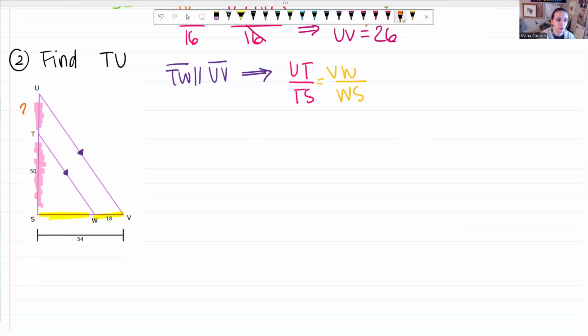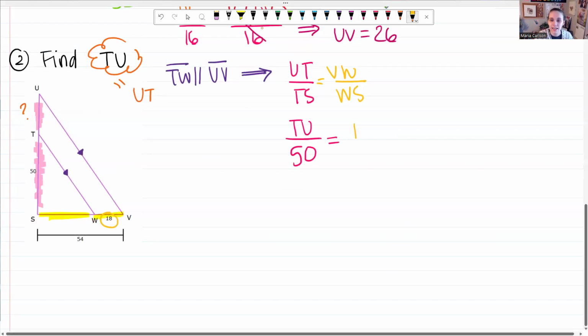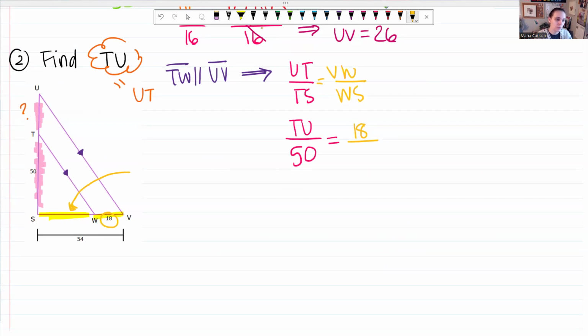UT is what we don't know, right? That's TU, essentially. Same thing. So I'm going to leave that as just TU or UT. TS, however, is 50. So I'm going to write it as TU over 50 is equal to VW or WV is 18. And WS, actually, we don't directly know, but I do know the entire length VS is 54.